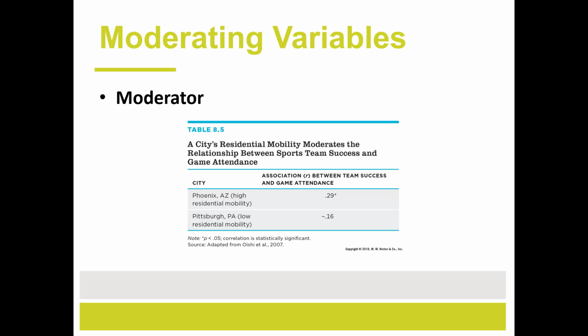When the relationship between two variables changes depending on the level of another variable, that other variable is called a moderator. For example, let's consider a study on the correlation between professional sports games attendance and the success of the team. Using data gathered over many Major League Baseball seasons, it was determined that in cities with high residential mobility, there is a positive correlation between success and attendance, indicating a fair weather fan base. In cities with low residential mobility, there is not a significant correlation between success and attendance. We say that the degree of residential mobility moderates the relationship between success and attendance.